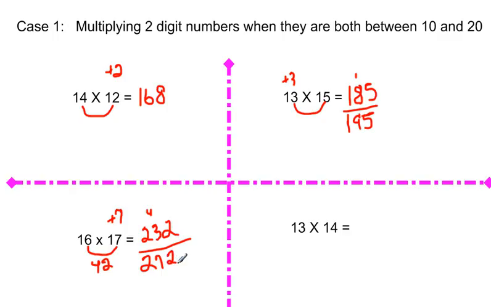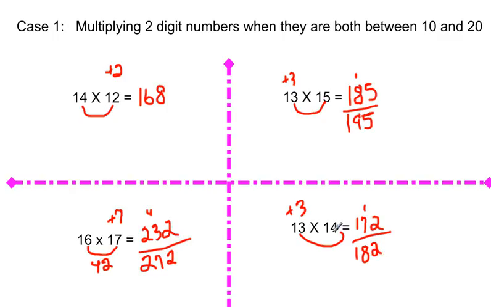And for my last example in case 1, I'm going to take the 13 because it's 3 units above 10. I'm going to add this 3 to this 14, which lets me know that my first set of digits is 17. And when I multiply my unit digits, I'm going to get 12. So I'm going to put down the 2 and carry the 1. So my answer is going to be 182.